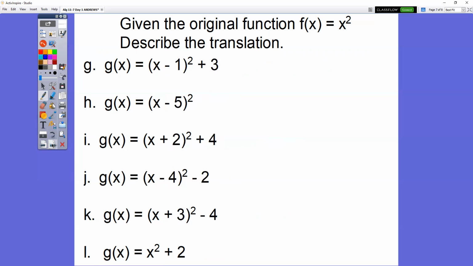Go ahead and try these 6 on your own, please. I'm going to give you about 1 minute. You could just write them down or you could just think about them. Go ahead and do this one, please. Go ahead and try all 6.